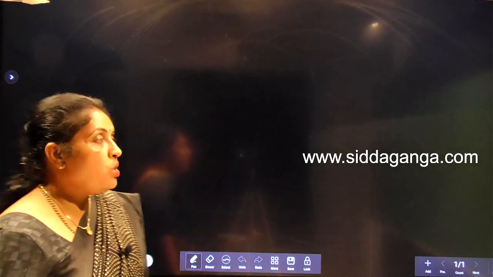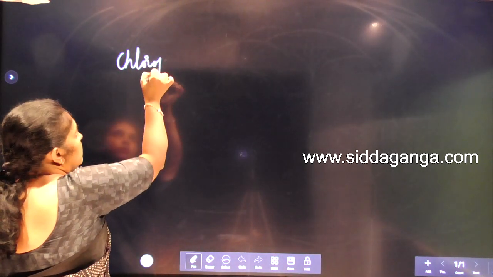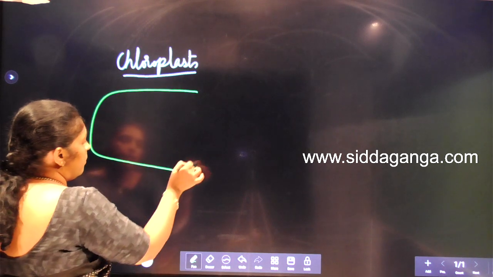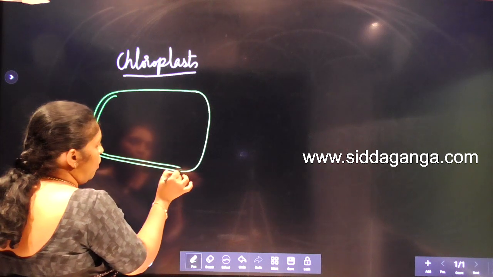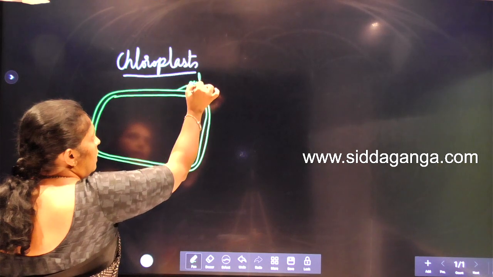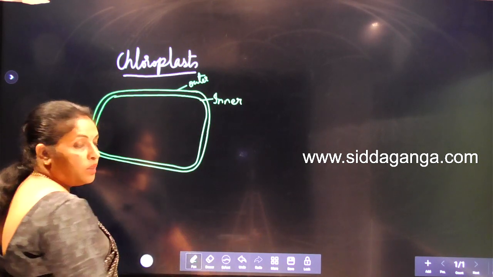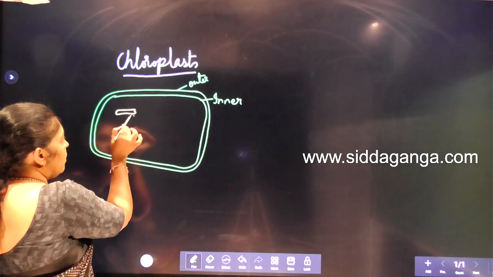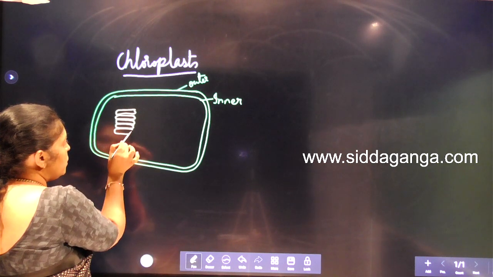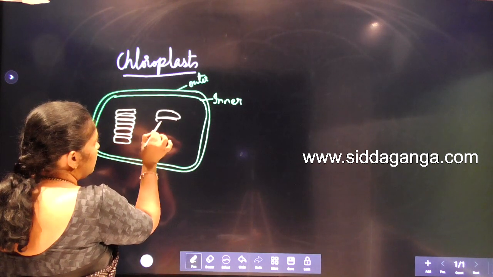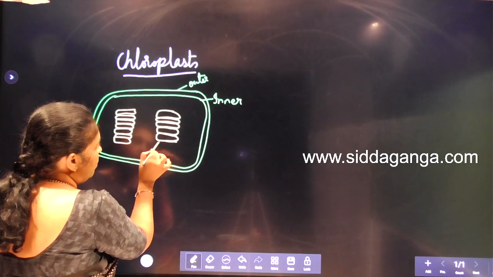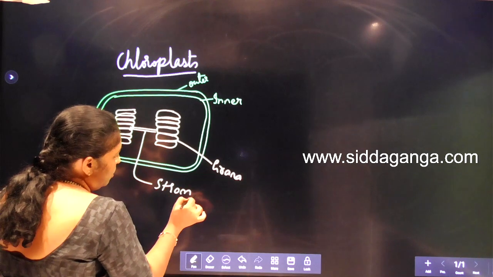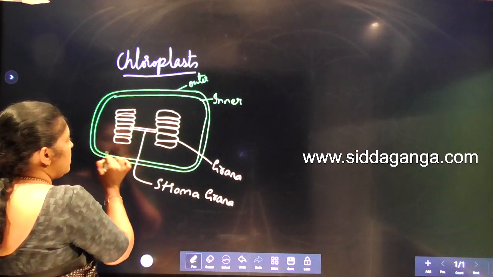Next, we'll go with a structure called chloroplast. So the chloroplast is a double membrane organelle. It has two membranes, outer membrane and inner membrane. So here we see the arrangement of chlorophyll pigments in thylakoids, arranged in a pattern called grana. Piles of thylakoids are called grana. So this is stroma lamellae, which connects to grana, and we see this cytoplasm called stroma.